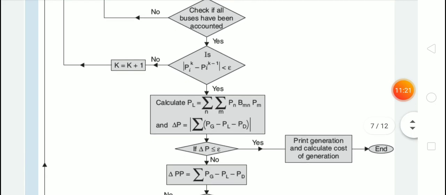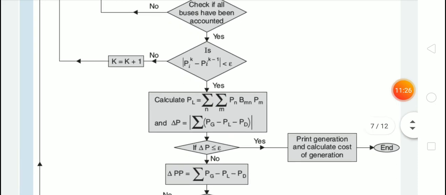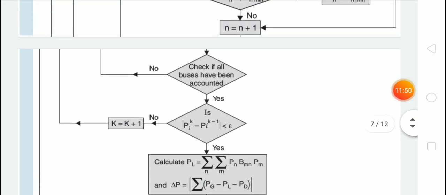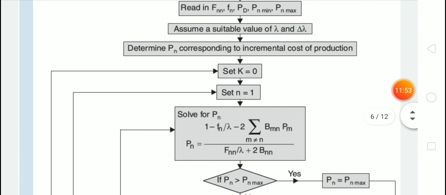If delta P is less than sigma, if delta P is very small or within the limit, then we can stop the calculation and print the generation. Then check whether delta P is greater than 0. If it is greater than 0, we have to decrease the lambda value: lambda equal to lambda minus delta lambda. If it is less than 0, we can increment the lambda value as lambda equal to lambda plus delta lambda, and again do the calculations once more.